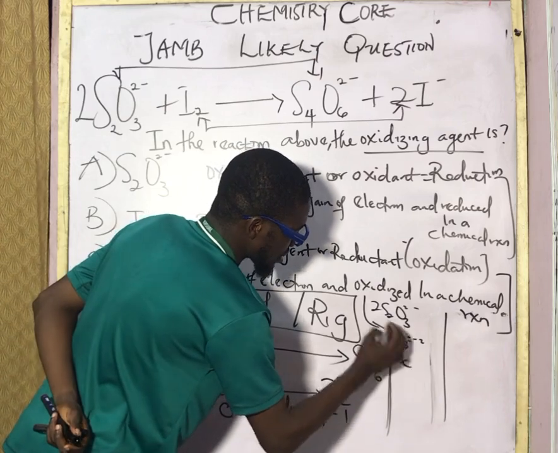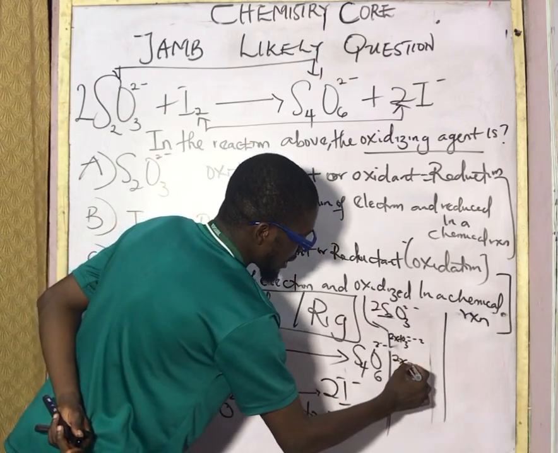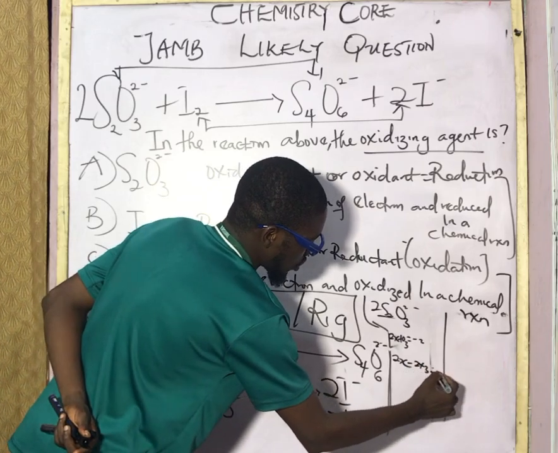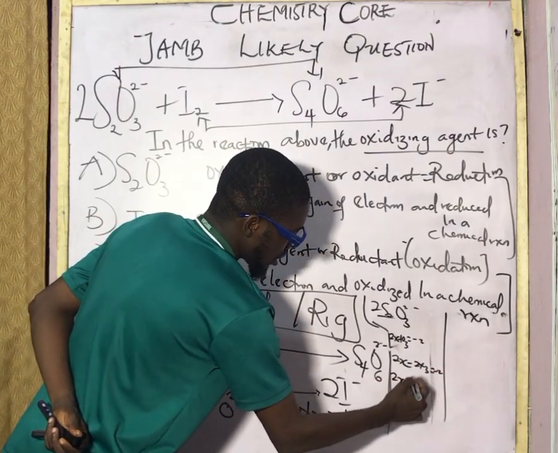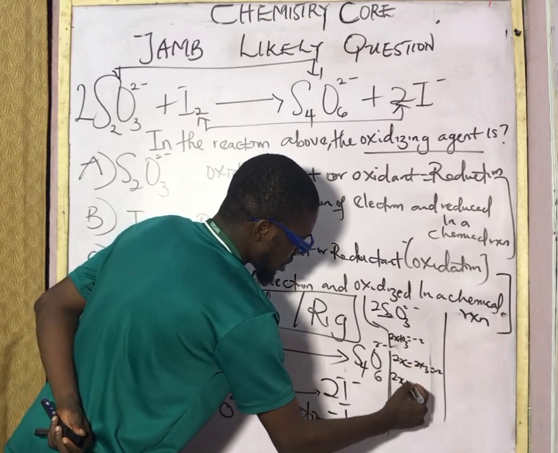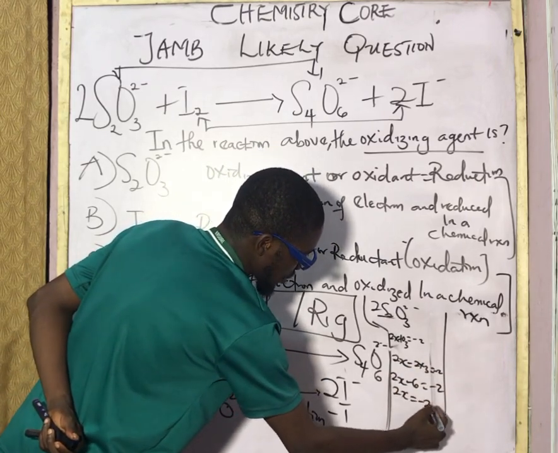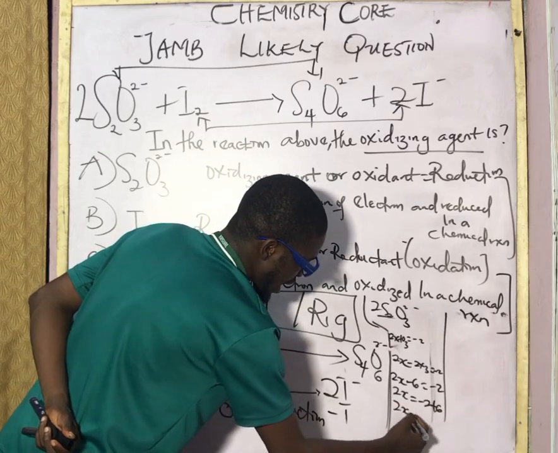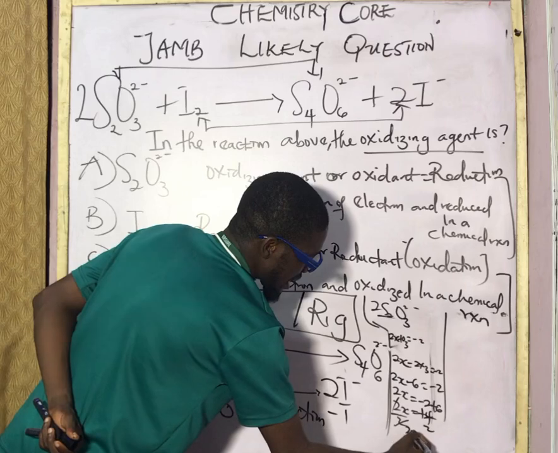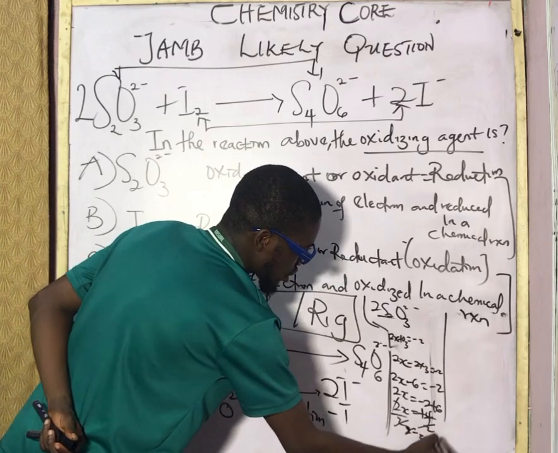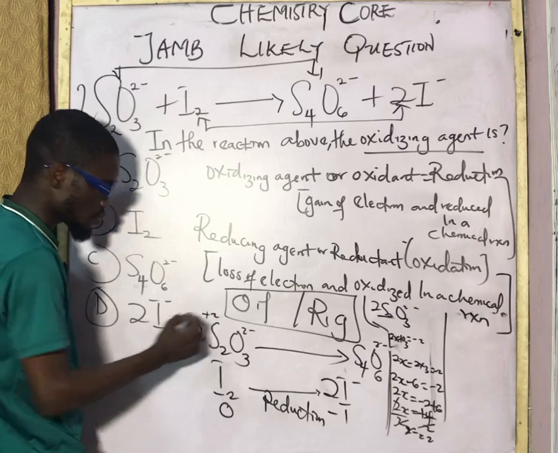I have 2x. The x stands for sulfur. So we said minus 2 times 3 is equal to minus 2. So this will give us 2x minus 2 times 3, which is 6. Minus 6 is equal to minus 2. 2x is equal to minus 2 plus 6. 2x is equal to plus 4. In that case, we can say x is equal to 2. So our sulfur here is plus 2.